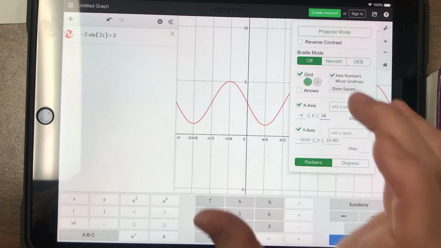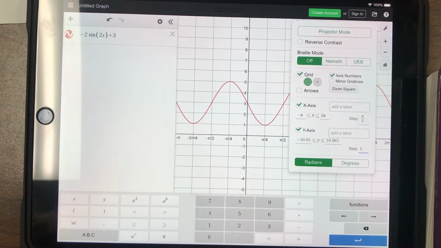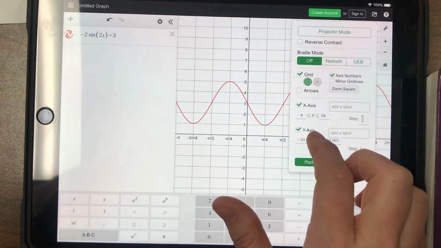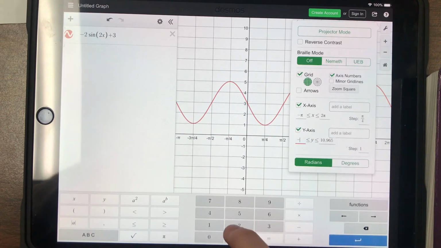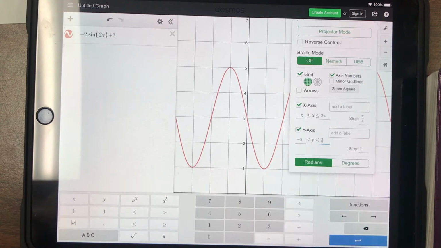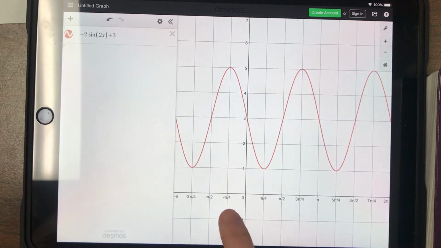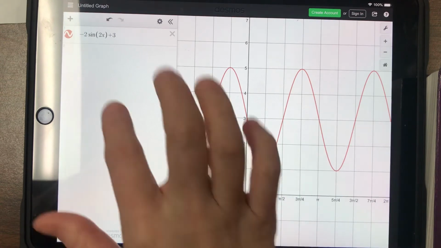Do you see how junky this is with all those extra lines? I can turn off the minor grid lines, and then I want to see a step of 1 for my y values. Let's go from negative 2 to 7. It doesn't matter a whole lot. And so now I can see my graph more clearly. Notice across the bottom, they've labeled the grid this way, so it's really easy to see what's happening.